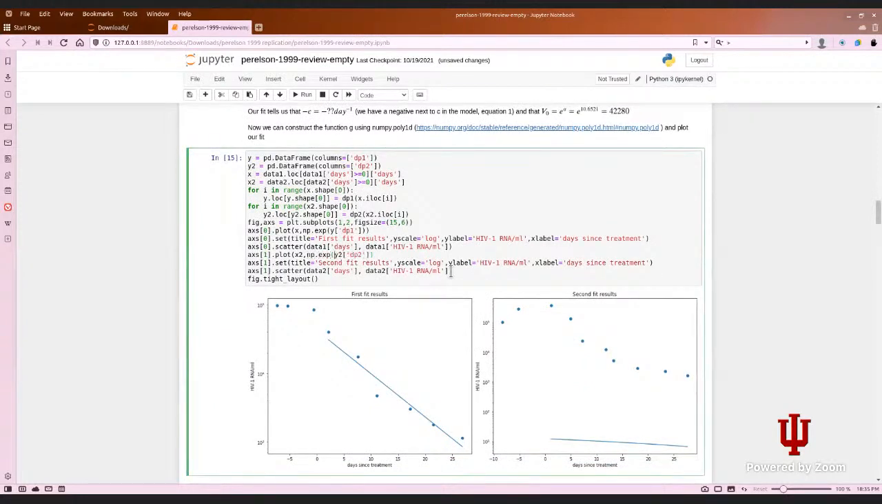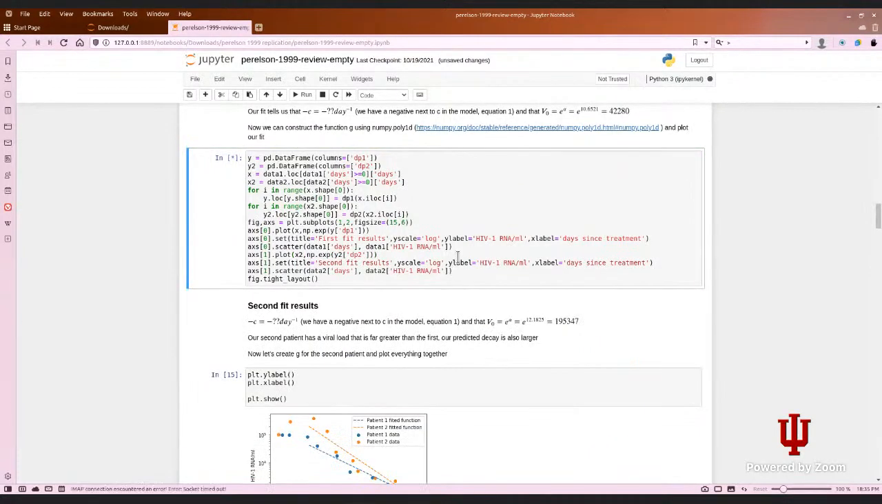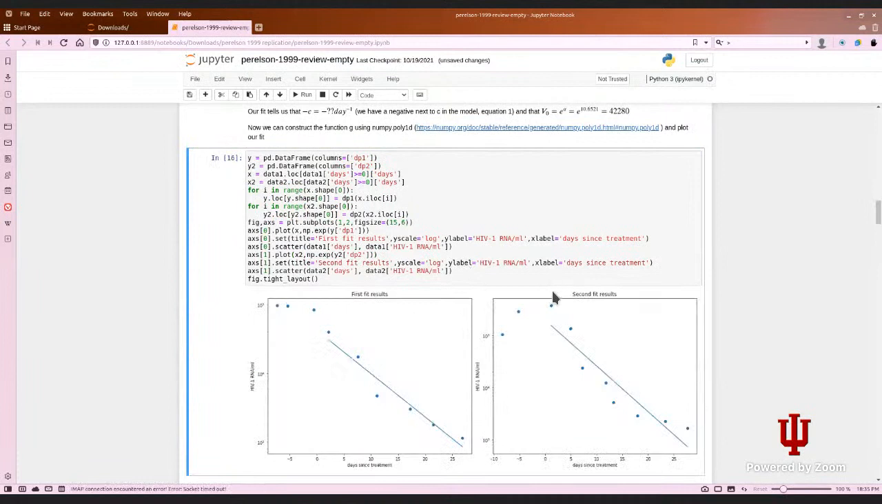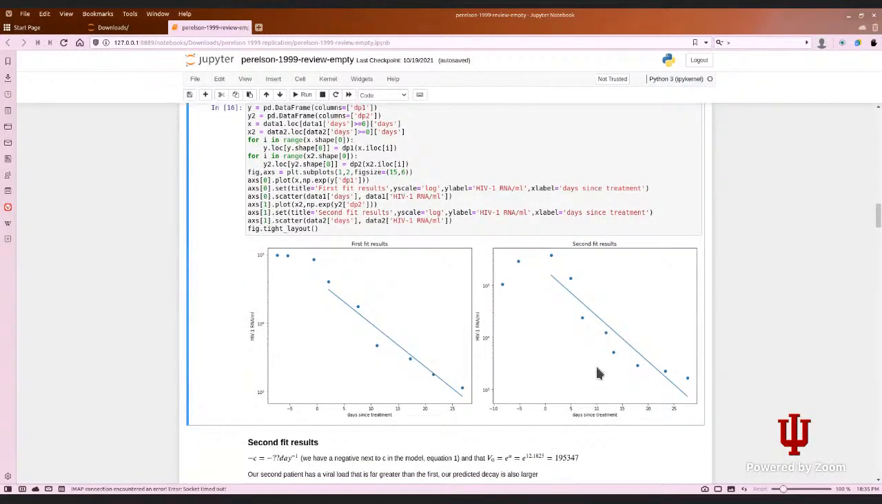Yeah, because it's a back and forth between log space and real space. You turn the data into log space, you get the function in log space, but then when you want to plot it, you want to get the function back into real space. Yeah, it's easy to lose track.